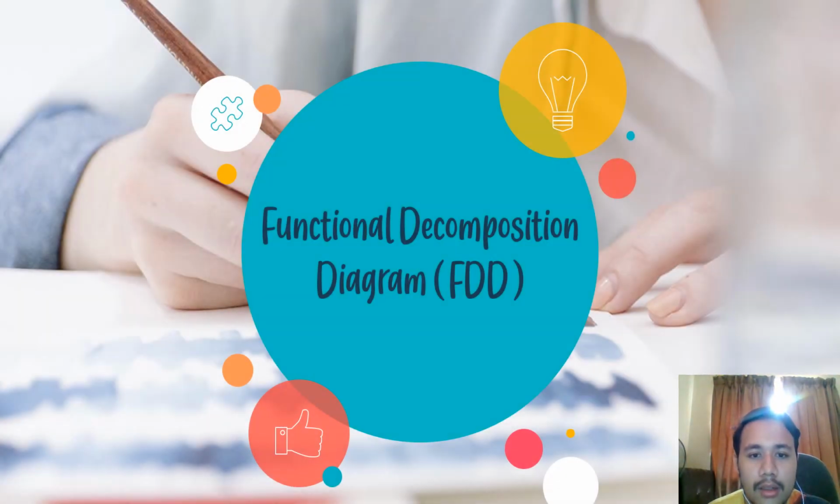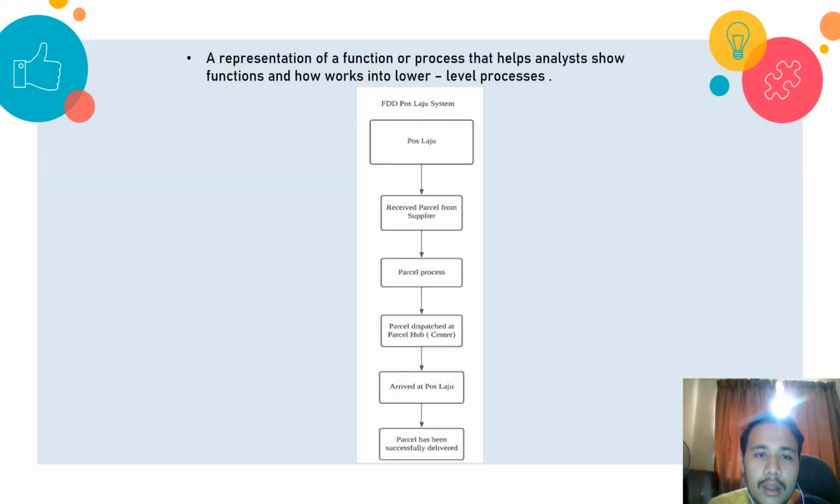Okay, the next is the functional decomposition diagram, FDD. FDD means a representation of the functions or processes that helps analysts show functions and how they work down into lower-level processes. Okay, Pos Laju is the main. Okay, it receives the parcel from the supplier, what the customer ordered, and the parcel will be processed. Pos Laju wants to know what kind of parcel and the quantity.